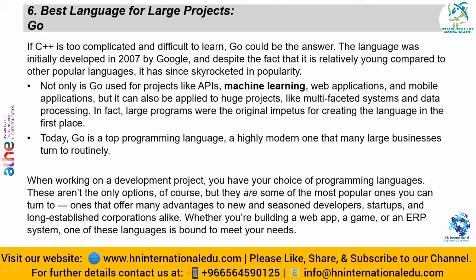Then the sixth one is the best language for large projects. Now, for larger projects, which is the best language? That is Go. If C++ is too complicated and difficult to learn, Go could be the answer. The language was initially developed in 2007 by Google, and despite the fact that it is relatively young compared to other popular languages, it has since skyrocketed in popularity. Not only is Go used for projects like APIs, machine learning, web applications, and mobile applications, but it can also be applied to huge projects like multi-facet systems and data processing.